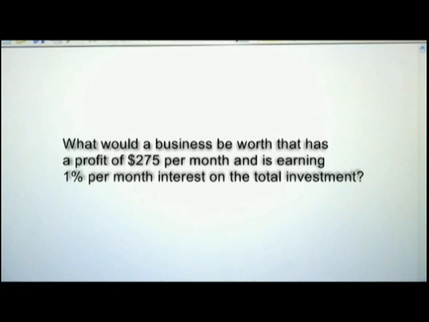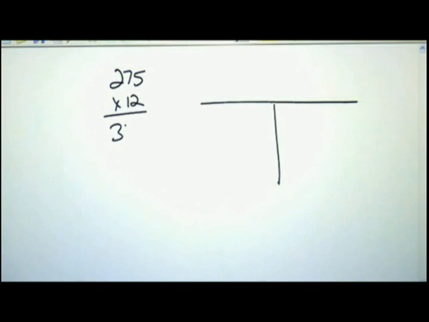What would a business be worth that has a profit of $275 per month and is earning 1% per month interest on the total investment? I'm going to annualize this to be consistent with what we spoke about, but if you can do this with just monthly numbers, it will work also. So I take my $275 per month profit times 12 months, I get an annual net income of $3,300, which goes on the top of my T.